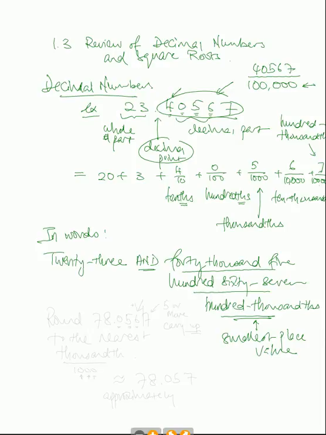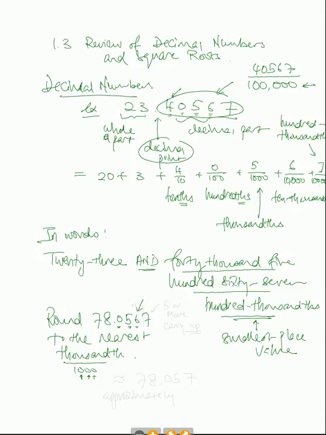Once you understand the place value, what we can ask you is rounding. Can you round 78.0567 to the nearest thousandth? Think of the word thousand, that's 3 zeros, so that means it's 3 decimal places. Go back to your decimal number and count to the third decimal place, which refers to this digit right here. That digit 6 is in the thousandths place.